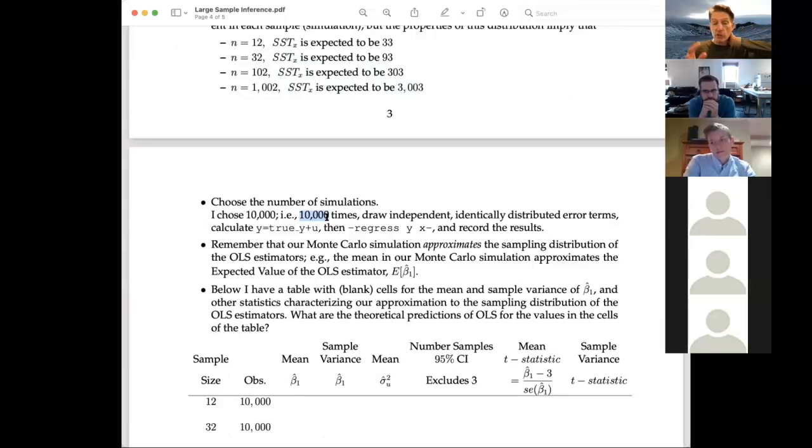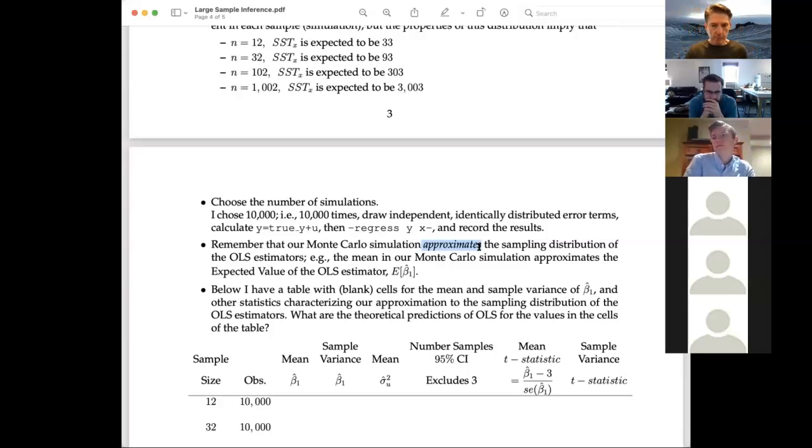And for each of the sample sizes, we're going to do this 10,000 times, regress y and x, and record the results, right? After we've added in that error term from that distribution that's highly non-normal. All right. And you guys already know that what we're doing in our simulation is approximating the sampling distribution of the OLS estimators.